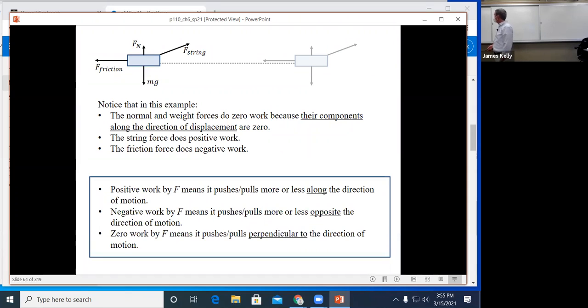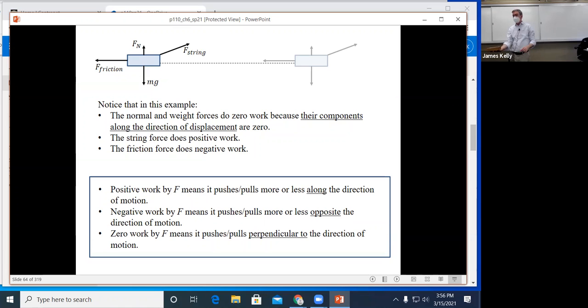So that tells you, if I'm holding this block and I'm concerned with the work done on this block by my hand, and I lower it down like that, initial to final, what is the sign of the work done on this block by my hand? Initial is here, final is down there. Which way is my hand pushing? Up, right? Which way is it being displaced? Down. So it's more or less opposite.